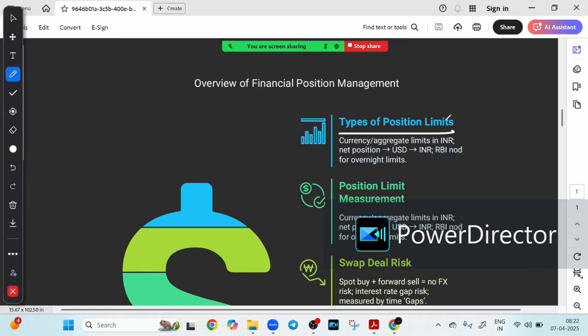To begin with, banks operate under position limits, both currency-wise as well as in aggregate INR terms. So currency-wise there are position limits, and in aggregate INR there is also a position limit, right? For example, if a bank is dealing in USD INR, the net position is closely monitored, right?